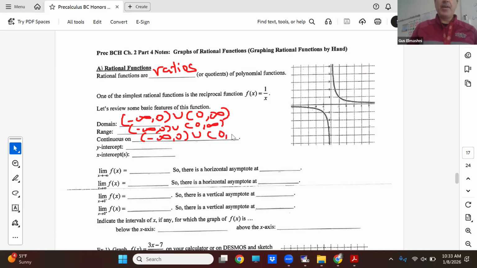I know it's kind of a weird thing because in essence, it's not continuous because it's clearly a break at 0, but that's just because we're assuming continuity over real numbers. But if you say, well, is it continuous on its domain? It would be. Now there are some instances when you're not continuous on your domain.